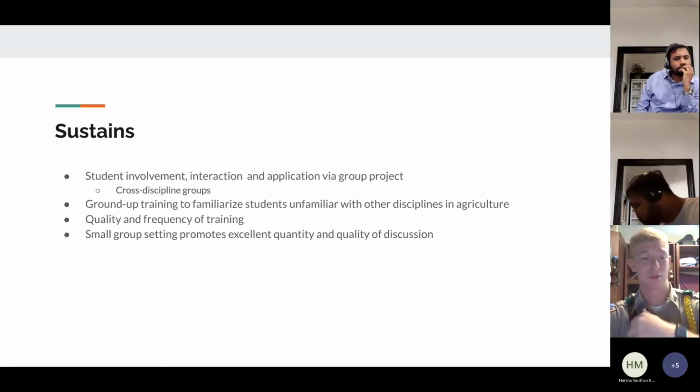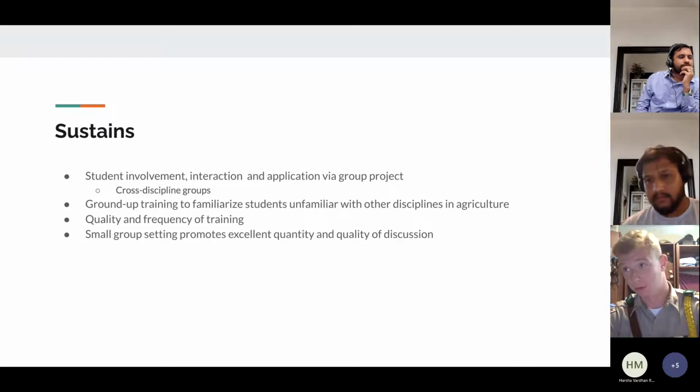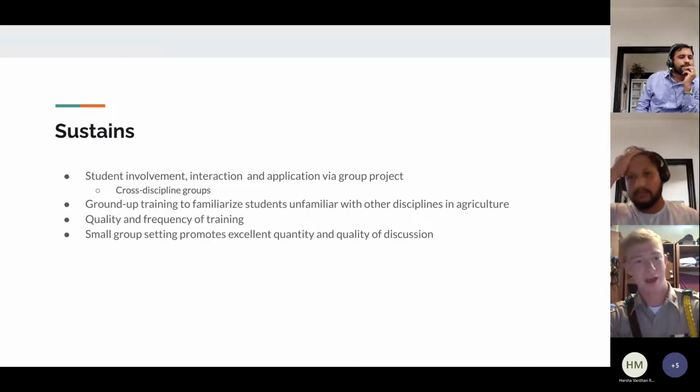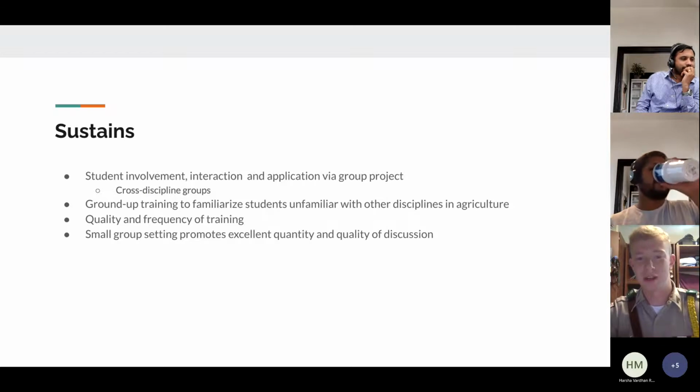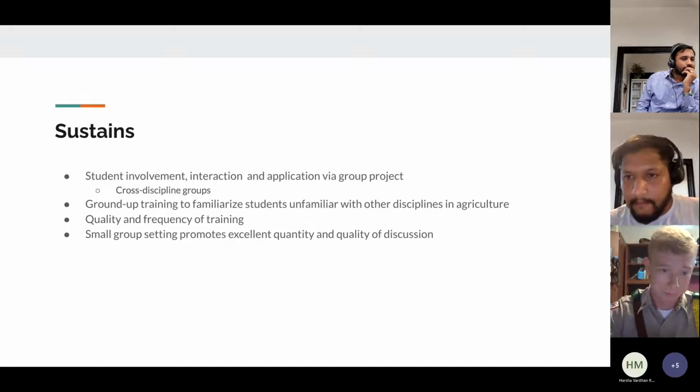Whereas if I was thrown into the plant science group, I would be learning along the way, same as they did. So I thought that was extremely neat that I got to work with two very talented individuals from across different disciplines. Ground up training to familiarize students with unfamiliar and other disciplines of agriculture. I hit on that on the last point.